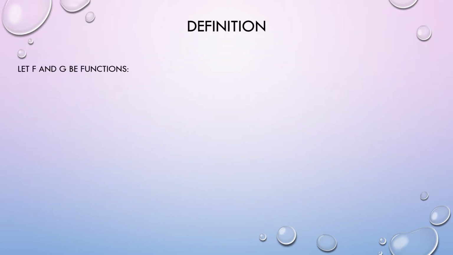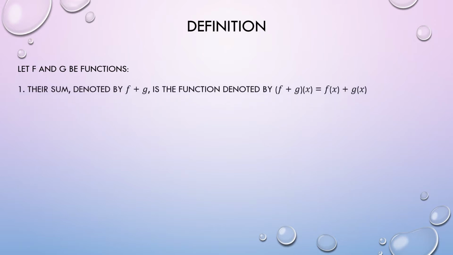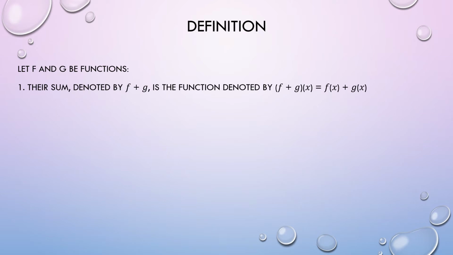Okay, let's start with the definition. Let f and g be functions. Their sum, denoted by f plus g, is the function denoted by f plus g of x is equal to f of x plus g of x. If you see the symbol, of course, we know that that is an addition. So we combine them, we get f of x plus g of x.